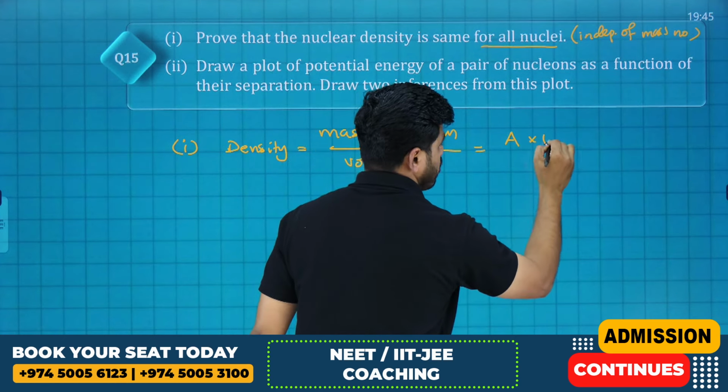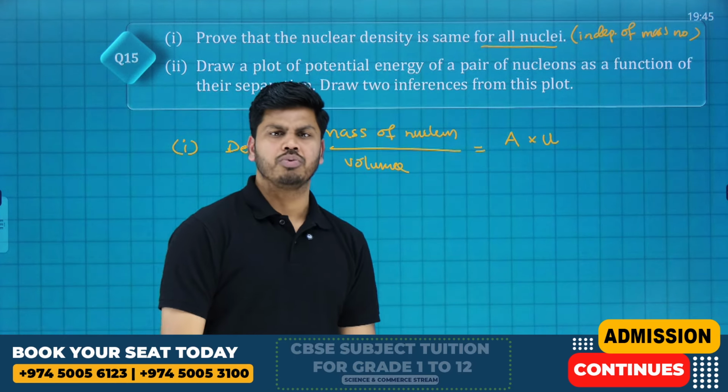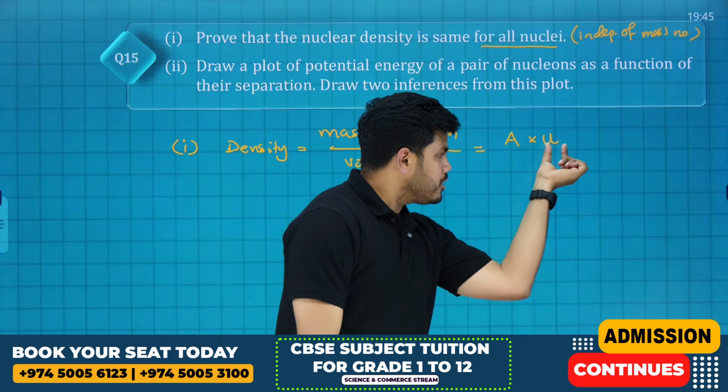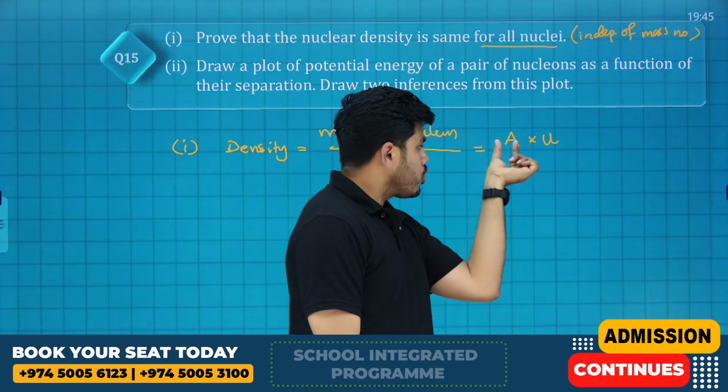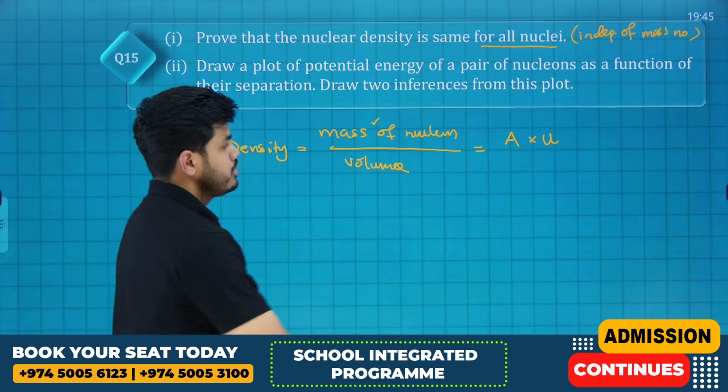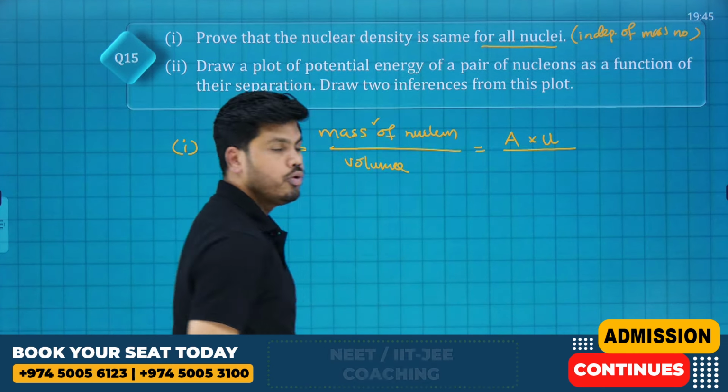That into atomic mass unit. What do you mean by atomic mass unit? It is the average mass of one nucleon, correct? Yes. So the average mass of one nucleon into the total number of nucleons will give you the total mass of the nucleus. So the numerator is A into u.